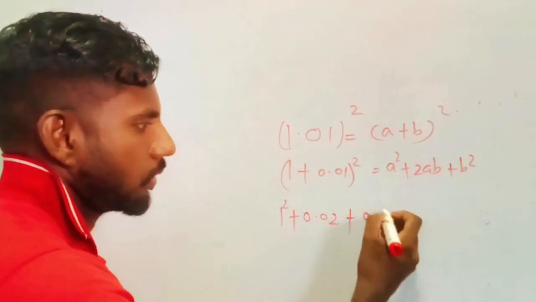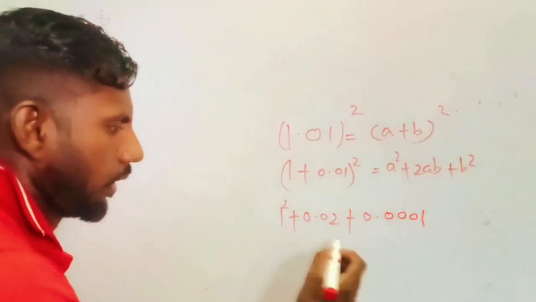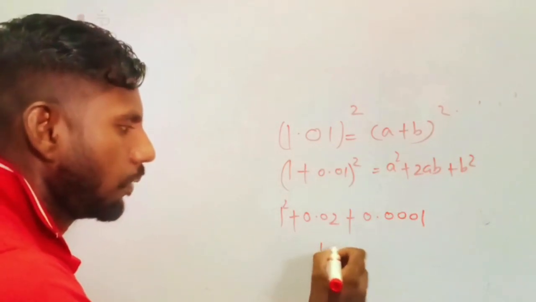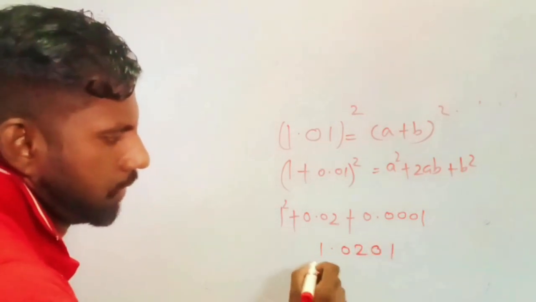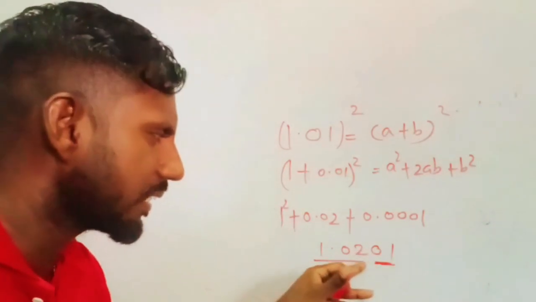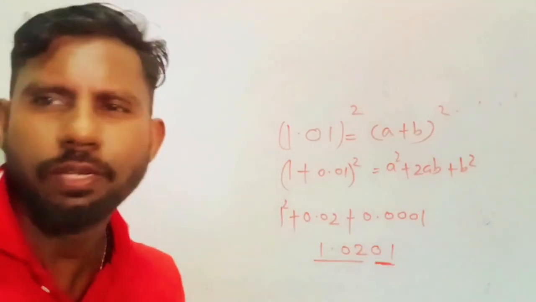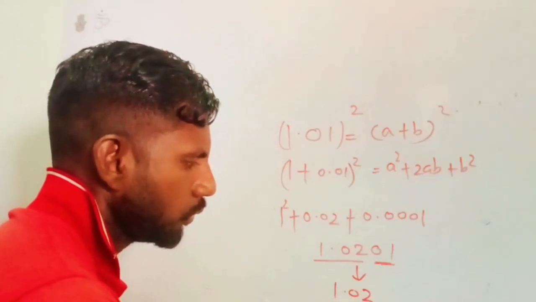That means 0.0001. So the final answer will be 1.0201, right? This is actually quite a bit away, so we can neglect this 01 value, quite a smaller value. So we can only take it as 1.02.